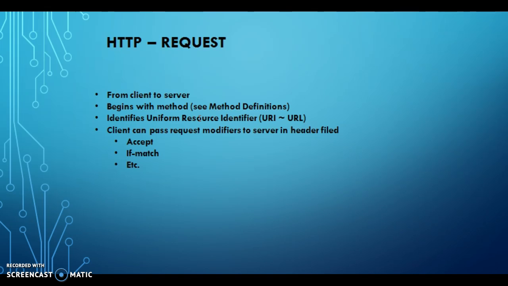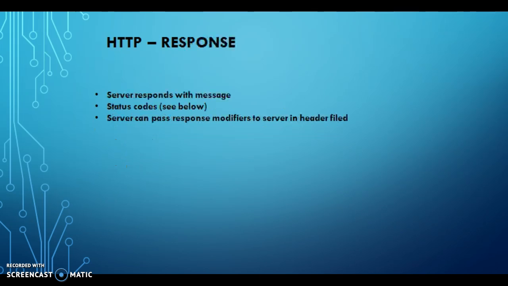And then the client can pass the request modifier to the server in the header field. And once again, there are a lot of attributes that can exist up here. I've only listed 2. One is Accept, and the other one is If-Match. But again, you can refer to 2616.